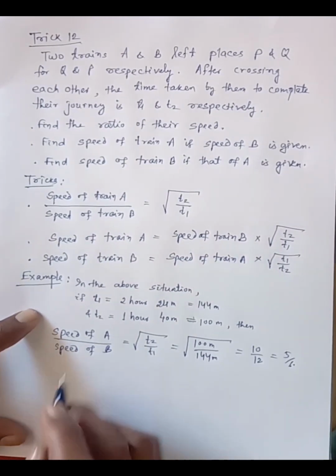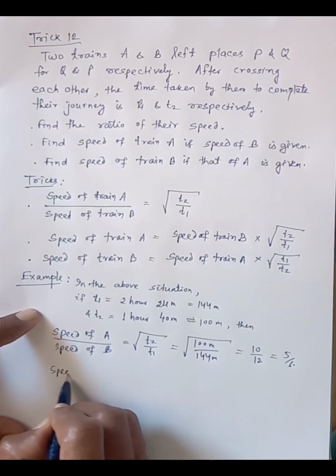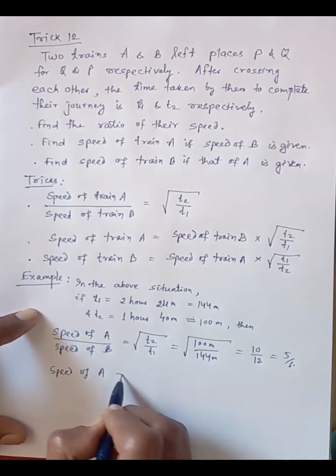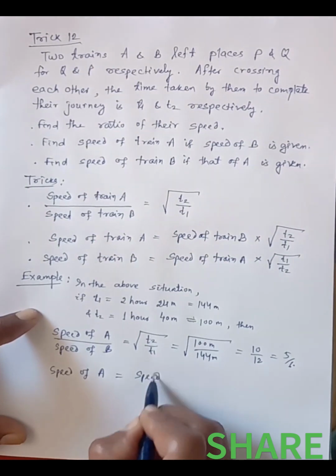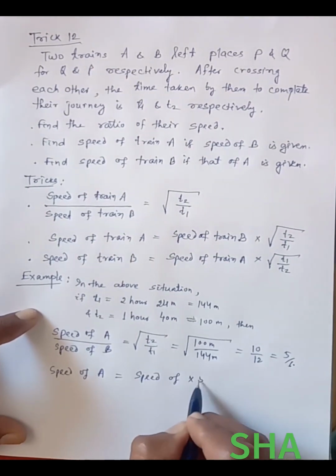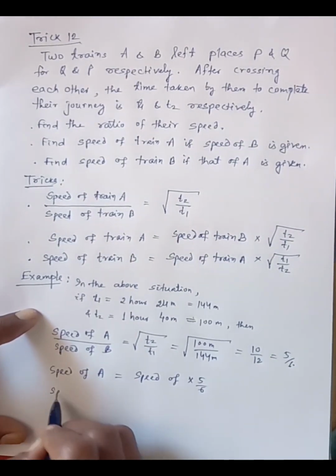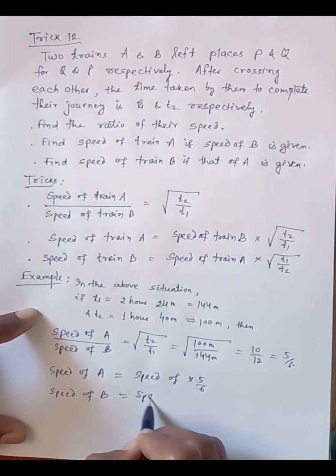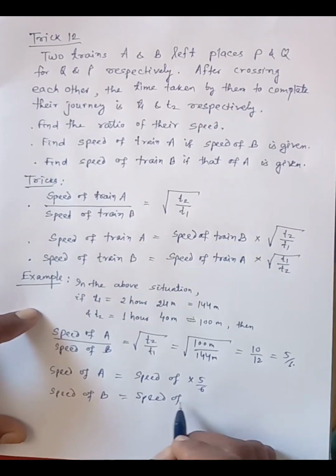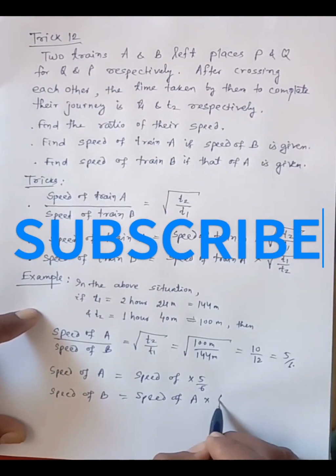And speed of A is equal to speed of B into 5 by 6, and speed of B is equal to speed of A into 6 by 5. Answer.